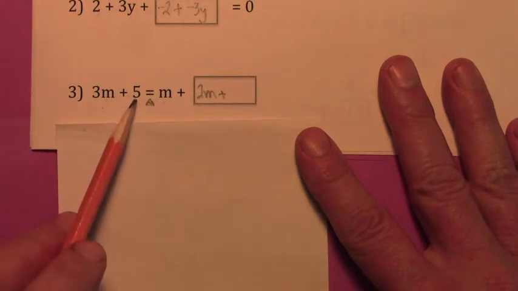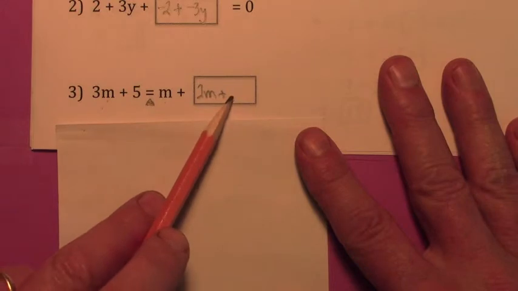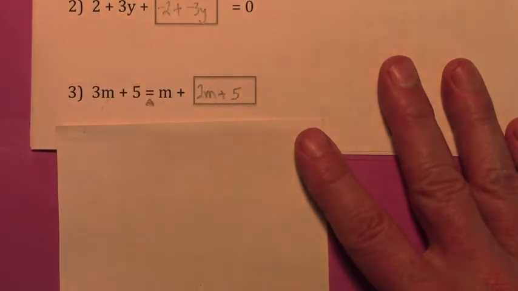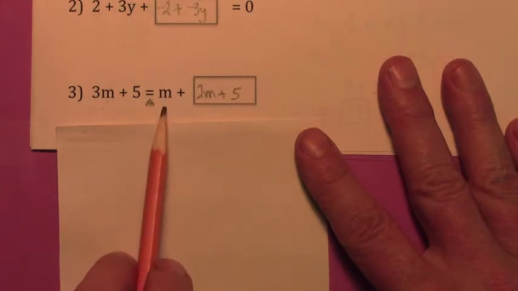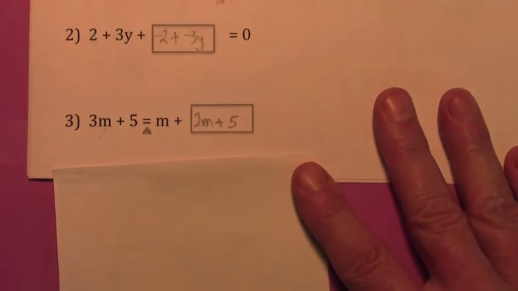You have a 5 on this side. Do you see any numbers on this side? Not yet. So what number has to go in the box so that the 5's balance also? You have to have a 5 in there. So let's just check to see if this works out. On the right side, you get m plus 2m plus 5. 3m plus 5, sure enough.